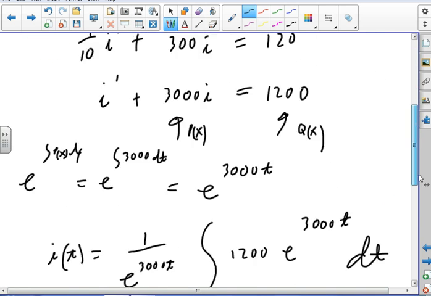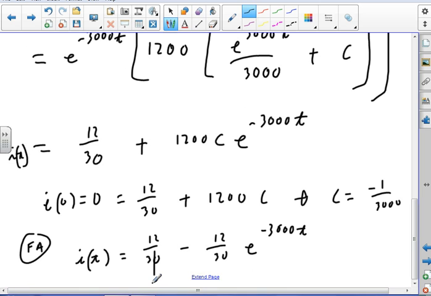Where the heck did it go? 12 over 30 amps. I didn't want to do that. Undo. Okay. Okay, questions? All right.